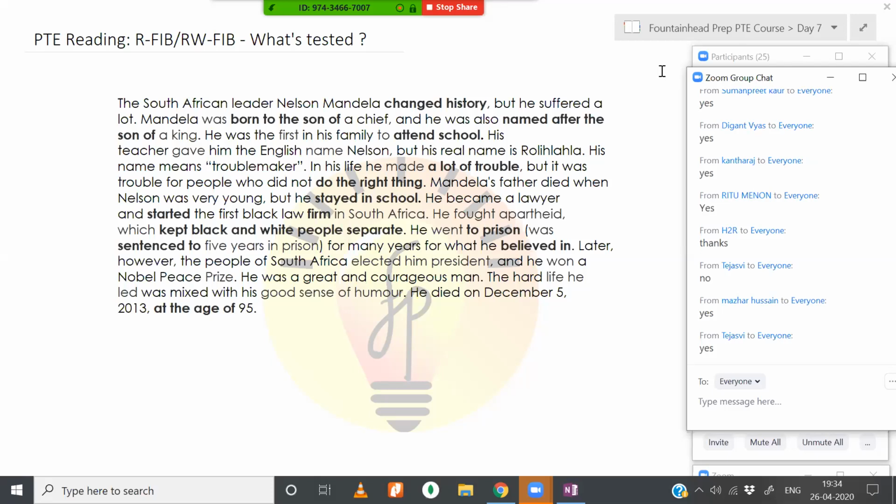All right, super. So I am just going to show you one passage. It won't take more than 2 minutes. So you have to identify the collocations in it. All right. So let's see.